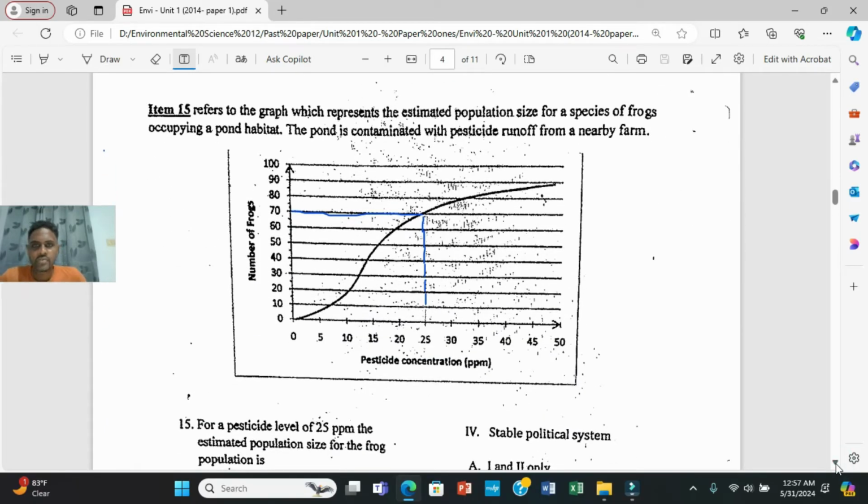Item 15 refers to the graph, which represents the estimated population size for a species of frogs occupying a pond habitat. The pond is contaminated with pesticide runoff from the nearby farm.